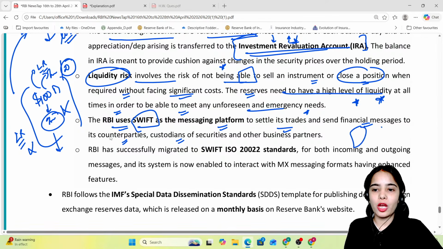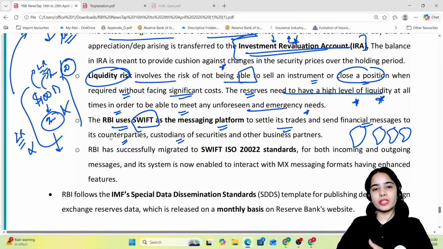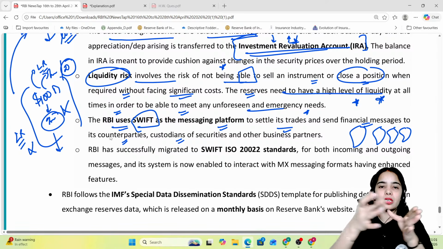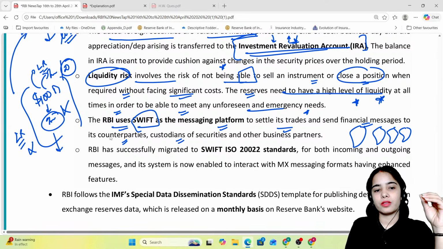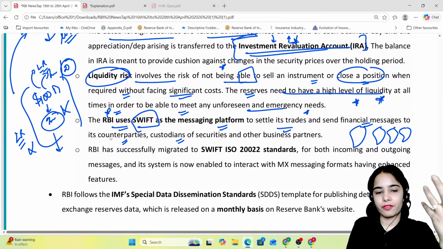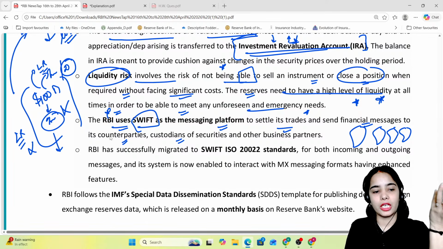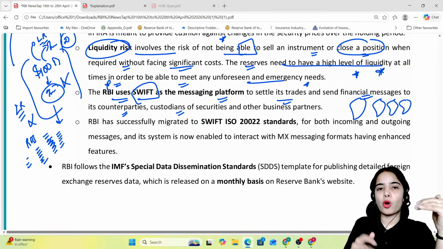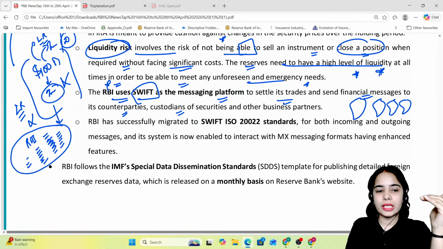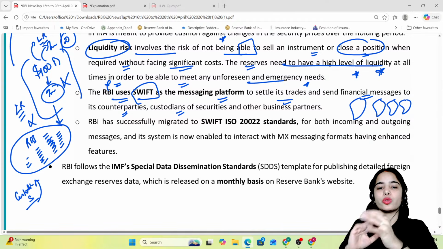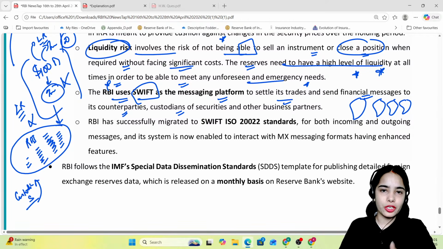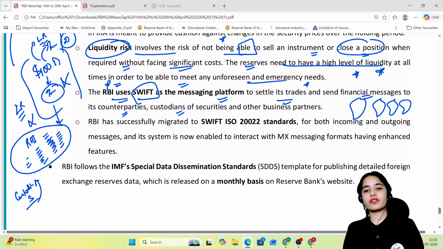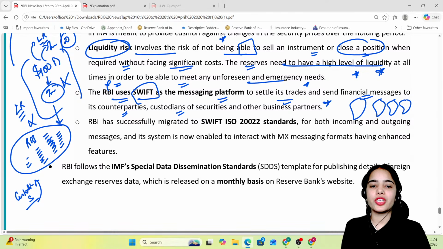So RBI is not keeping all the securities with itself. There is a custodian of securities that keeps the RBI securities safely, the securities invested by the RBI. RBI is investing in multiple securities, multiple sovereign bonds, multiple bonds backed by the government. So there is a custodian of the securities. If RBI has to settle some trades, or send financial messages to the counterparties, to the custodian of securities, to the other business partners, the messaging platform is SWIFT.